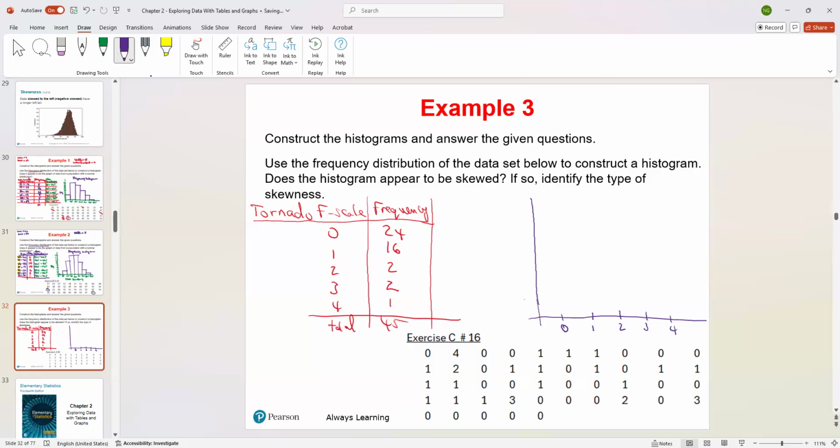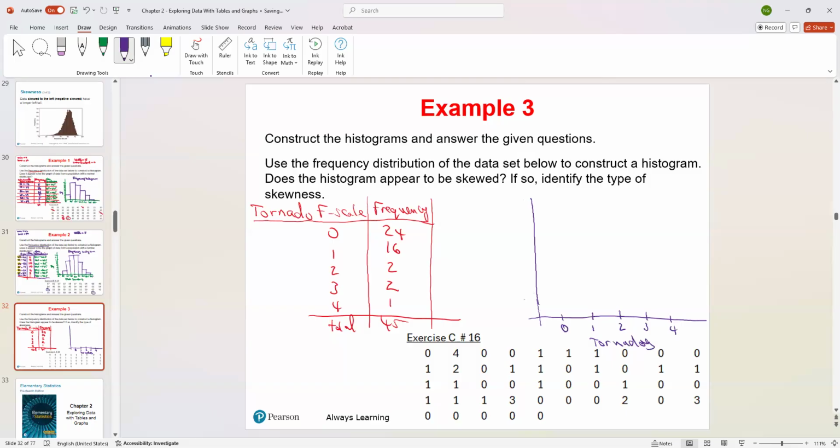Now, as you can see, the x-axis is the tornadoes, right? But the y-axis would be the frequencies. That's something we already covered. You just count the number of zeros you see here. That's 24. The number of one tornado is 16. The number of two tornadoes is 2. The number of three tornadoes is 2. And the number of four tornadoes is 1.